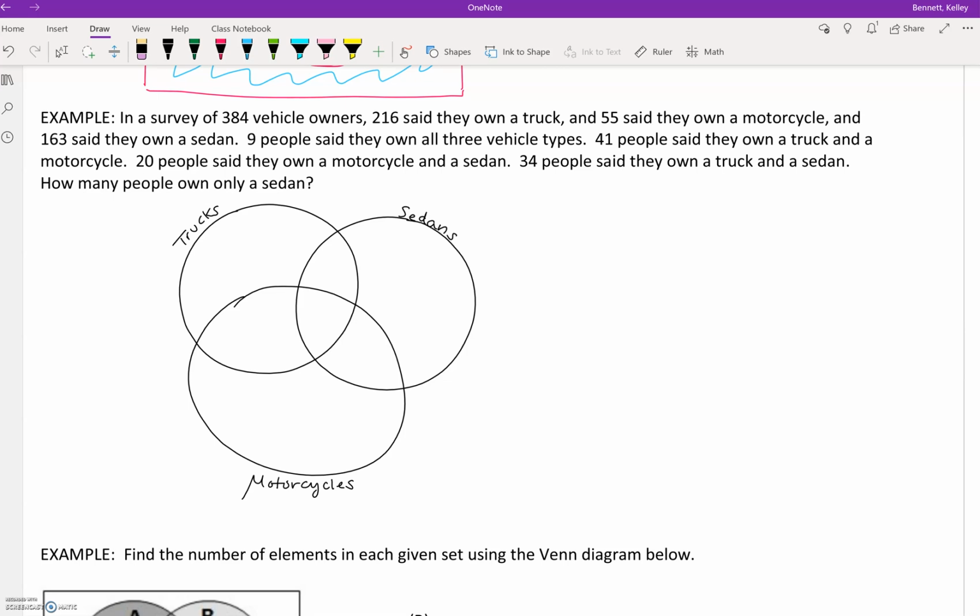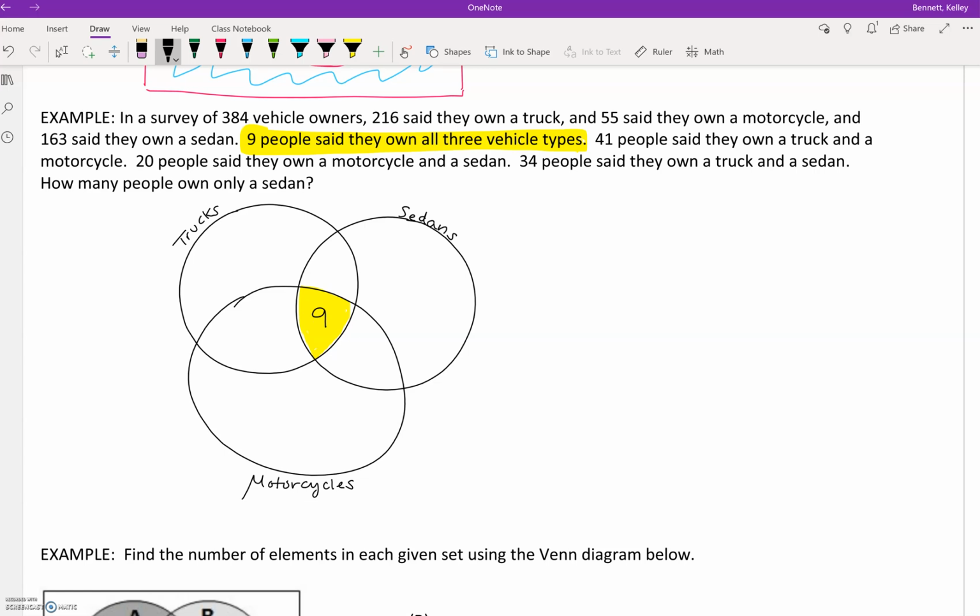When it comes to Venn diagrams, start from the inside out if you can. We know how many said they own a truck, motorcycle, and sedan. 9 people said they own all 3 vehicle types. There's only one region that goes into the total of all 3, and that is right here. So this is the sweet spot, because I don't have to say some of it goes in this region and some in that region and together it adds up to 9. No, this is just 9.